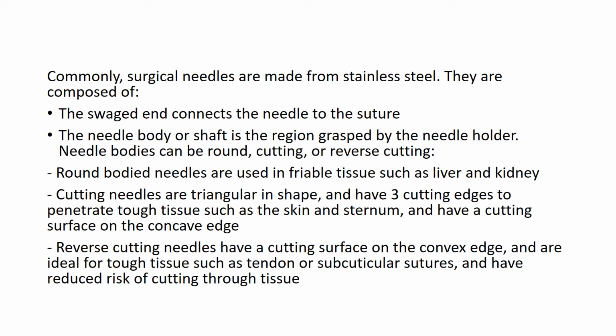Commonly, surgical needles are made from stainless steel. They are composed of the swage end, which connects the needle to the suture. The needle body or shaft is the region grasped by the needle holder. The needle bodies can be round, cutting, or reverse cutting. Round body needles are used in friable tissue such as liver and kidney. Cutting needles are triangular in shape and have 3 cutting edges to penetrate tough tissue such as the skin and the sternum, and have a cutting surface on the concave edge.